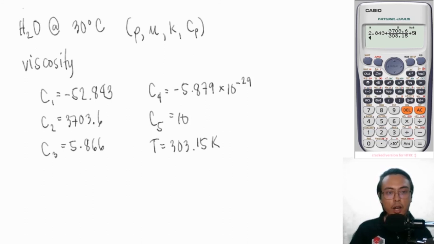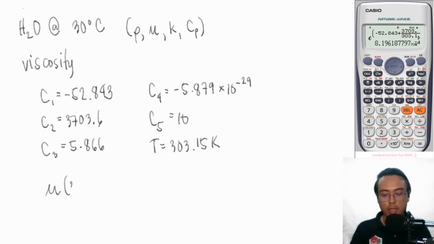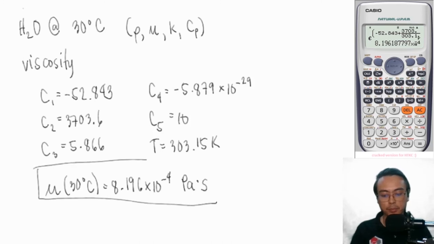plus C3, 5.866 times ln of T, 303.15, plus C4, that's negative, so that's minus 5.879 times 10 raised to negative 29 times temperature 303.15 raised to C5, 10. And this is our value of the viscosity. So the viscosity of water at 30 degrees Celsius is 8.196 times 10 raised to negative 4. The units provided in the handbook is Pascal seconds. Okay, so that is how we determine viscosity.